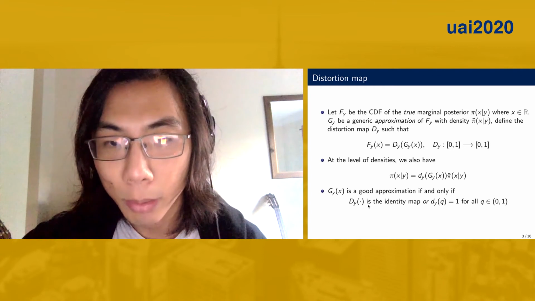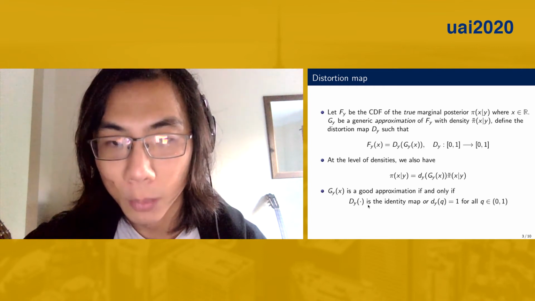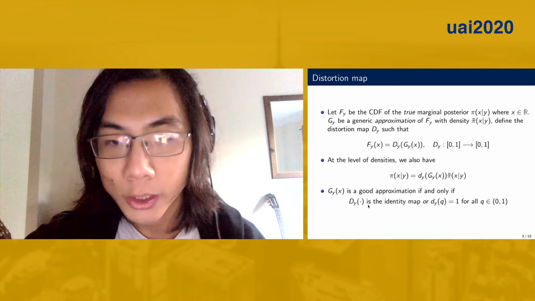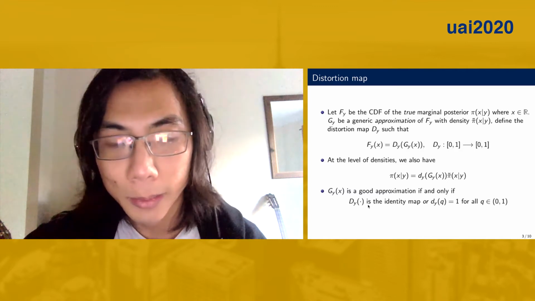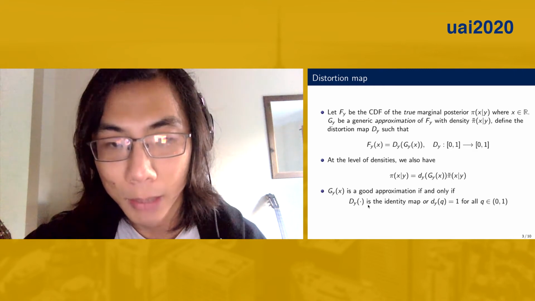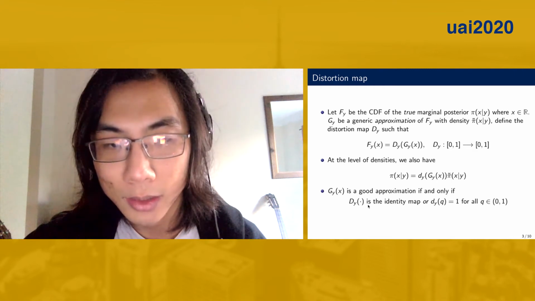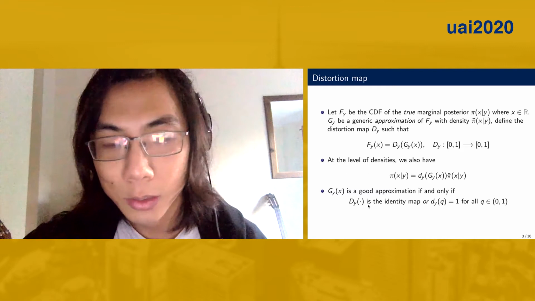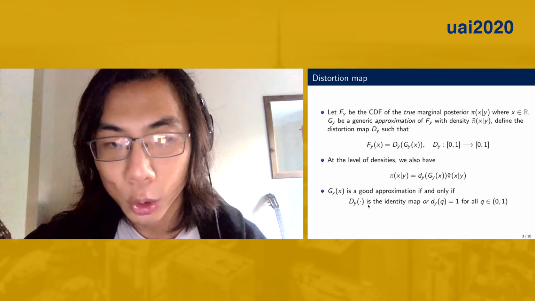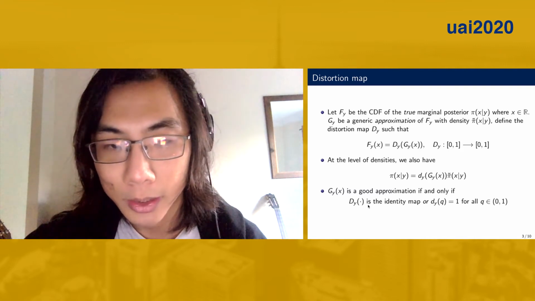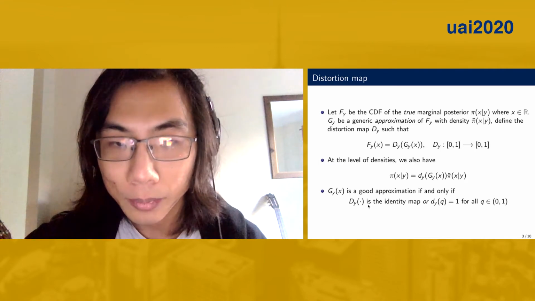By differentiating both sides with respect to x, we also have this equation on the density level, where the lowercase dy is the derivative of Dy. From these two equations, we can see that one approximation is perfect if and only if Dy is the identity map, where lowercase dy is constant 1. This means we can plot Dy as a visual diagnostic by comparing it to the identity map.